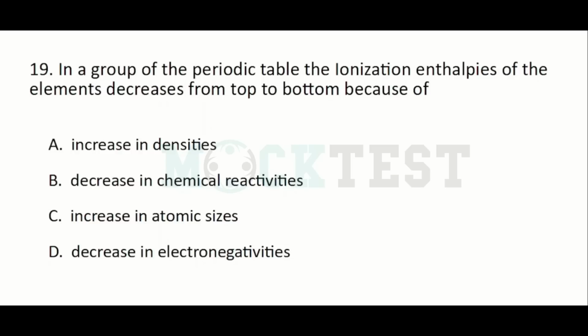In a group of the periodic table, the ionization enthalpies of the elements decrease from top to bottom because of: option A, increase in densities; option B, decrease in chemical reactivities; option C, increase in atomic size; option D, decrease in electronegativity. The answer is option C, increase in atomic size.